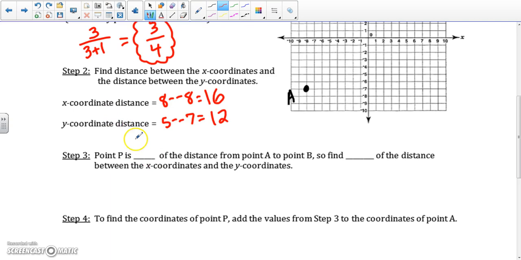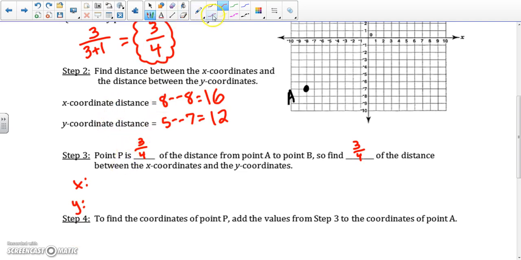And now what we know is that point P, like we found out above with our ratio, is 3/4 of the distance. So we need to find 3/4 of the distance. Just like we needed to find 2/5 of the restaurant bill, we wanted to find 2/3 of the distance between the exits. So we just want to find 3/4 of our x distance and 3/4 of our y distance.